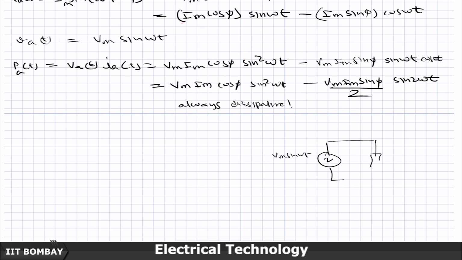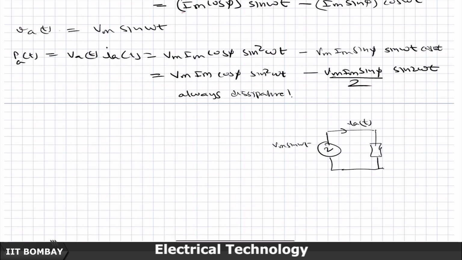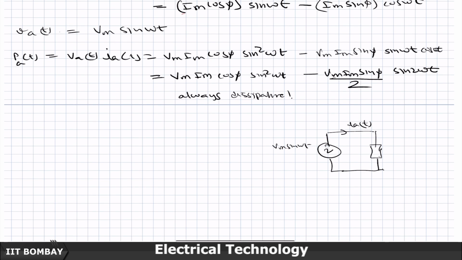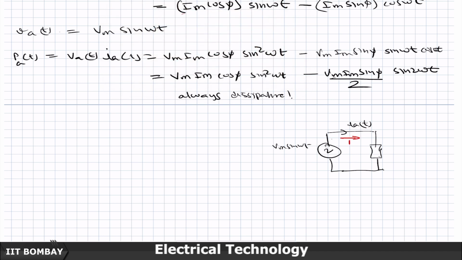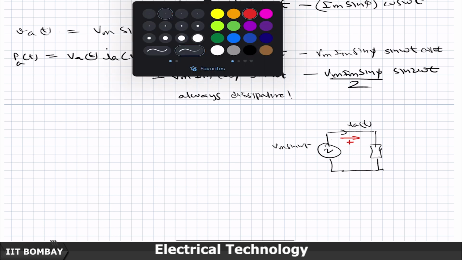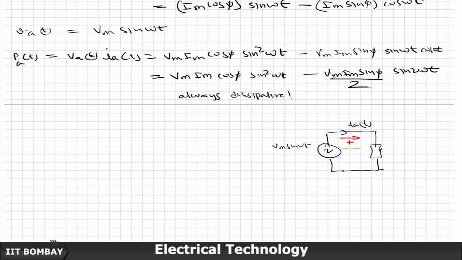I have this as a load, maybe a series combination of R and L or whatever. This is the Ia of t. In general, when this product is positive, what I am saying is that power is being supplied from source to sink, and conversely when it becomes negative, this is on the instantaneous power.